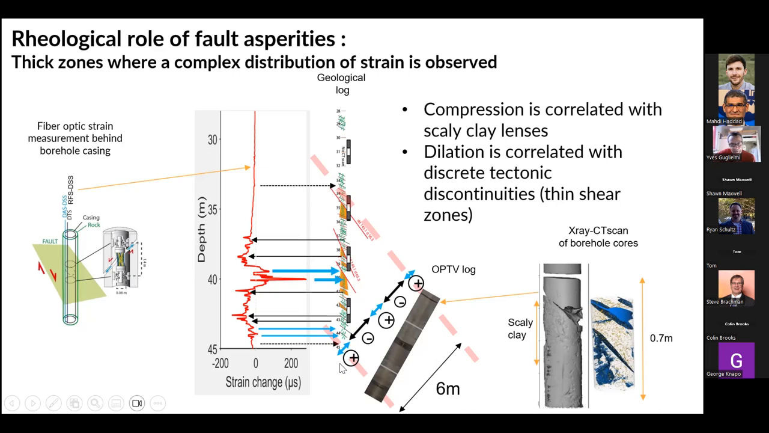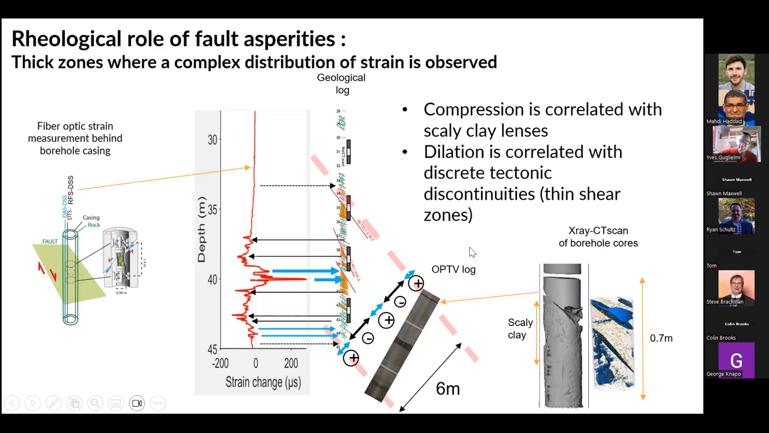So in other words, what we think is happening here is that, of course, in these thick asperities, there is not one fluid flow path. There are several. They open the fault. But outside these flow paths, there is a contraction or compression of the zones. And even if I wanted to go into more details, we think that the largest contraction zones may correspond to zones which are the most damaged in the fault zones, such as these scaly clay zones.